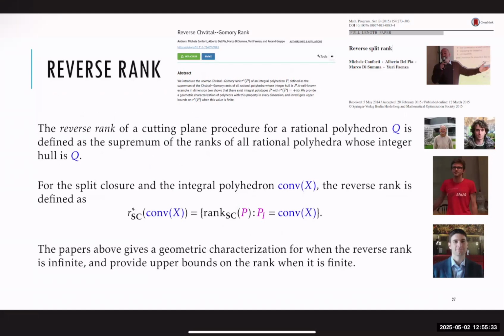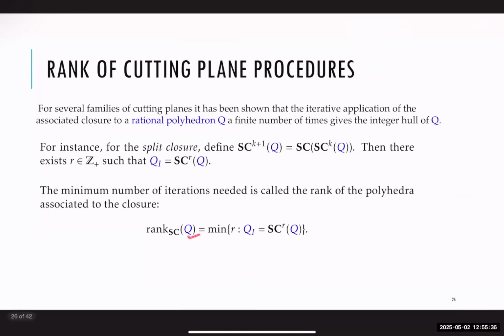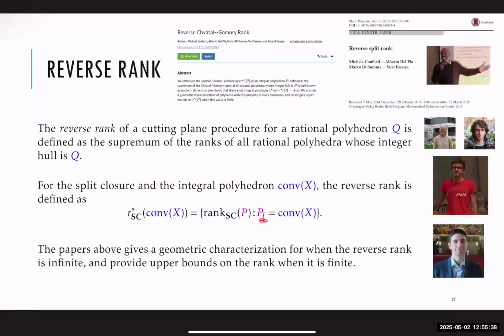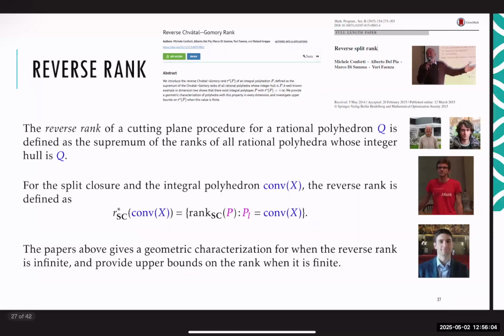The idea is that instead of just considering one polyhedron, consider all polyhedra that have the same integer hull as a given set of integer points. So look for the worst case rank for all these polyhedra. I forgot a max here. What is the worst case? In these papers, they show when this is finite or infinite, and whenever it's finite, they give upper bounds on this rank. So they also consider families of polyhedra that have the same integer hull.